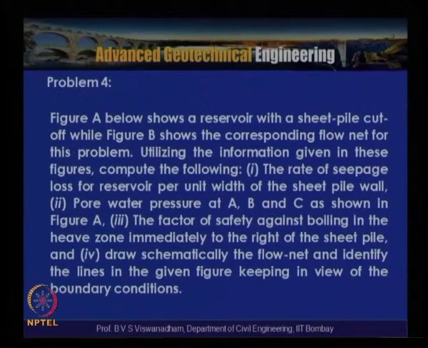One is the rate of seepage loss for the reservoir per unit width of the sheet pile wall. Two, pore water pressure at A, B and C as shown in the figure, which we are going to see, and the factor of safety against boiling in the heave zone immediately to the right of the sheet pile wall. This is just what we discussed in this lecture. And draw schematically the flow net and identify the lines in the given figure, keeping in view the boundary conditions.